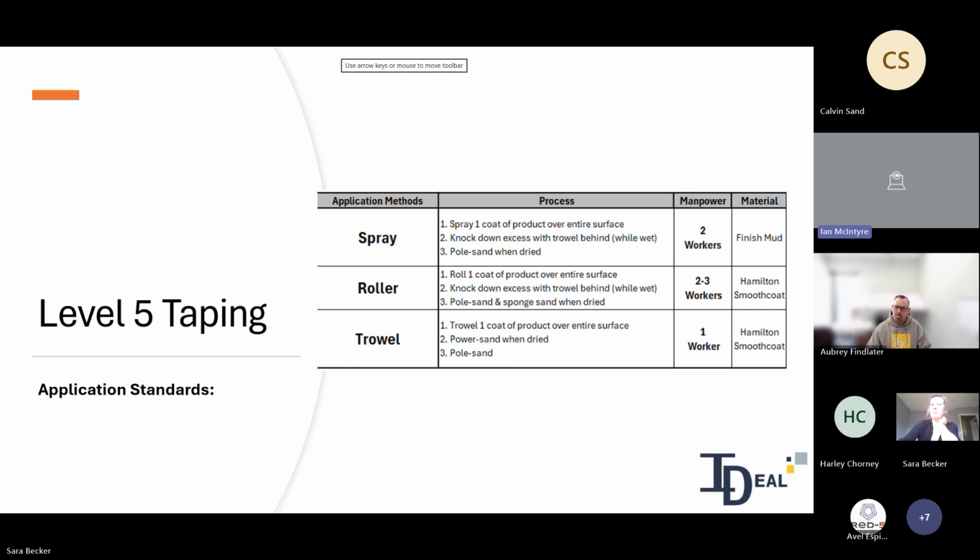Sorry, Aubrey. Well, what we did notice, even though some were power sanding and some weren't, we definitely dialed in what papers and grits we needed to use to be able to power sand without leaving marks, and pole sand without leaving marks, right? Right.